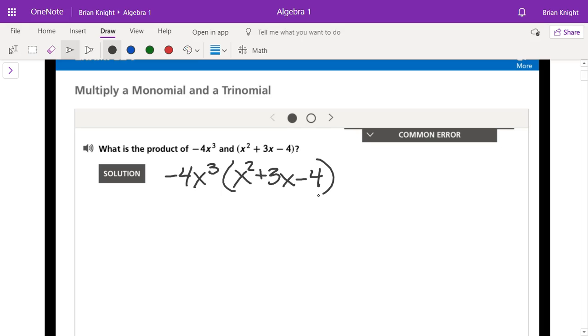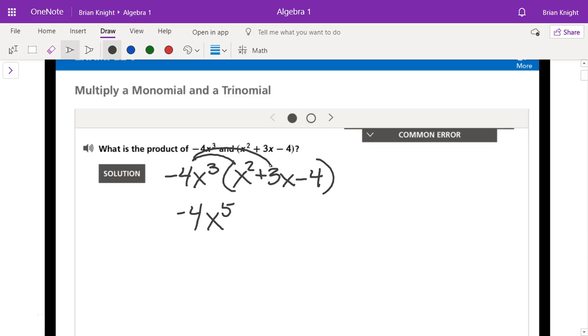You basically just do the distributive property. Negative 4 times 1. Everybody understand why I'm saying 1 there? Negative 4 times 1 is? Negative 4. And then x cubed times x squared. Make sure you know your exponent rules. What do you do with the exponents when the bases are the same? Add. So 3 plus 2 is? 5. X to the 5th.